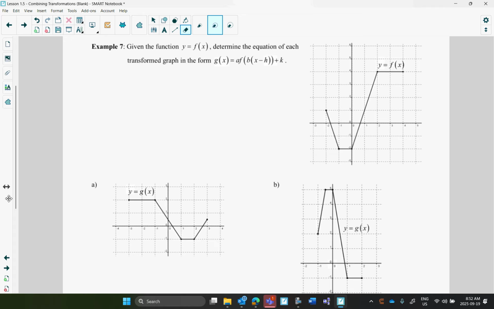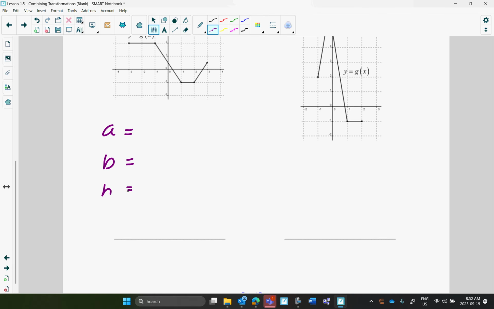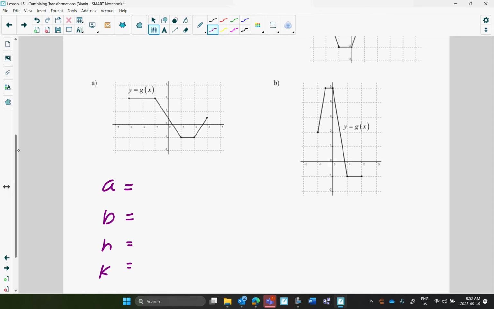So, for example, remember, to write the equation, we need to know A, B, H, and K. Now, A and B are the stretches and flips. So I'm going to establish these first, and then use a little math to figure out if there's any of these.